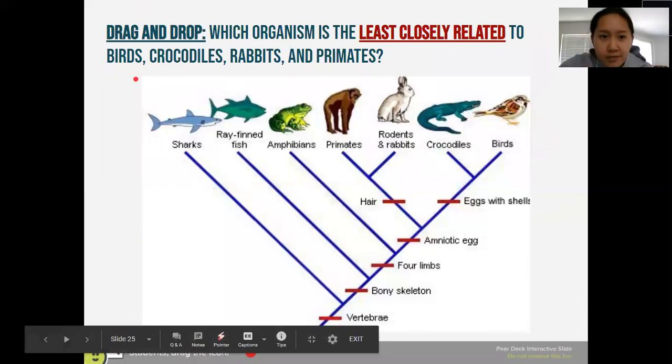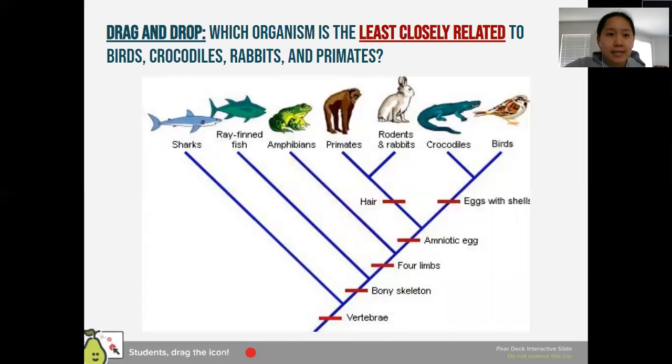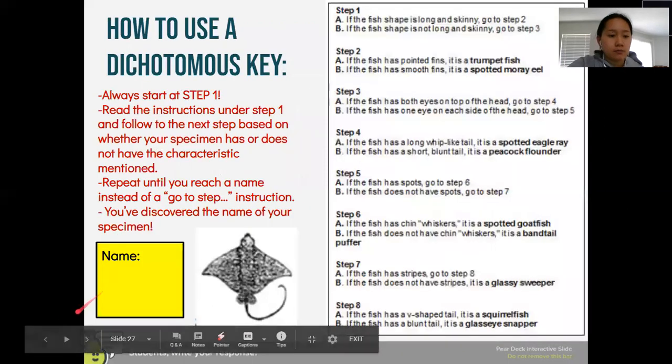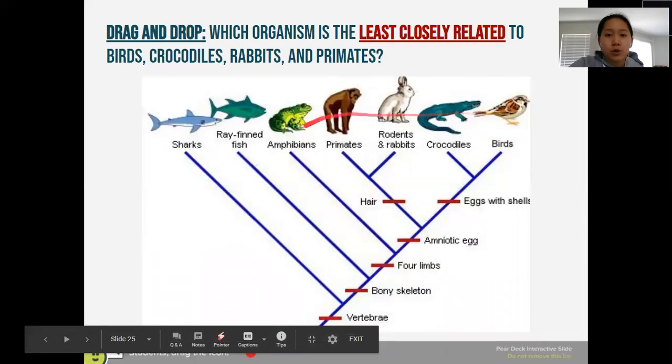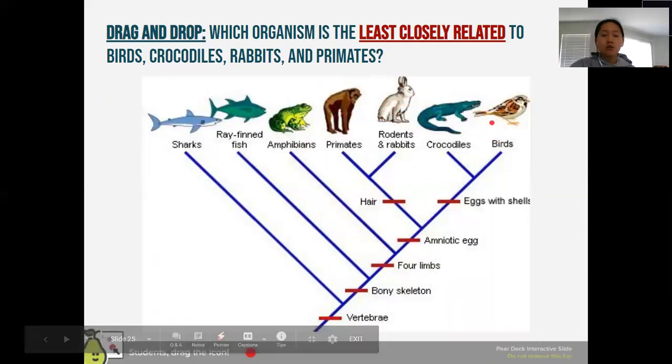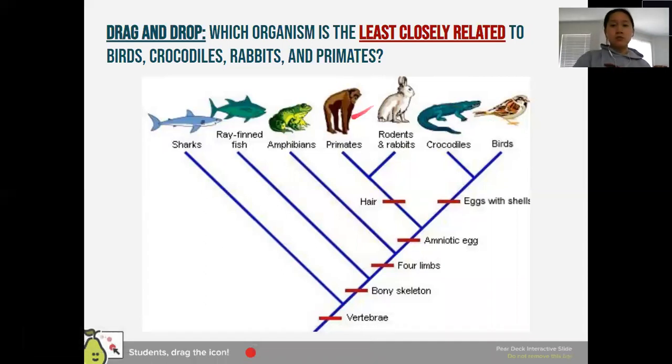I want you to drag and drop now to tell me, as you read this cladogram, which organism is the least closely related to birds, crocodiles, rabbits, and primates. So we're talking about these four right here, right? They're all pretty closely related to each other. But which organism is the least closely related? Tell me in your Pear Deck, you're going to drag and drop that red spot onto the organism that is least closely related to these four, who are basically like cousins once removed, since they only have a couple characteristics different. Who is least related? Pause and go ahead and do that.